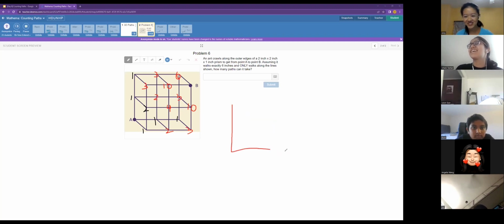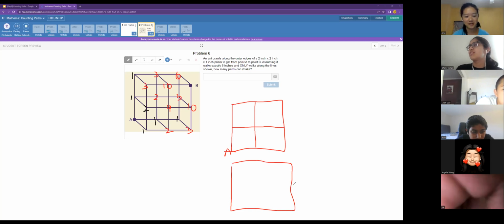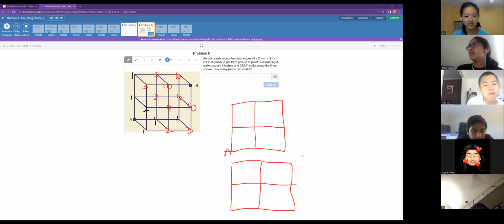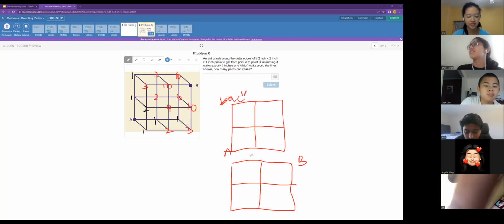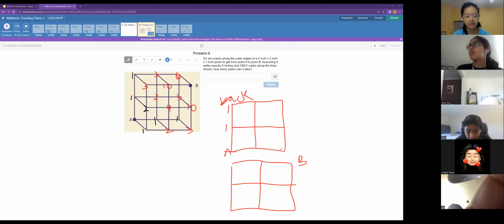Okay, I find an easier way to do this is to divide it into planes, right? So this would be the plane that A is on, and this would be the plane that B is on, right? So B would be here. This would be the back, so this must be the front, right? So we know that this is 1, this is 1, this is 1, this is 1, and this is 1, right?